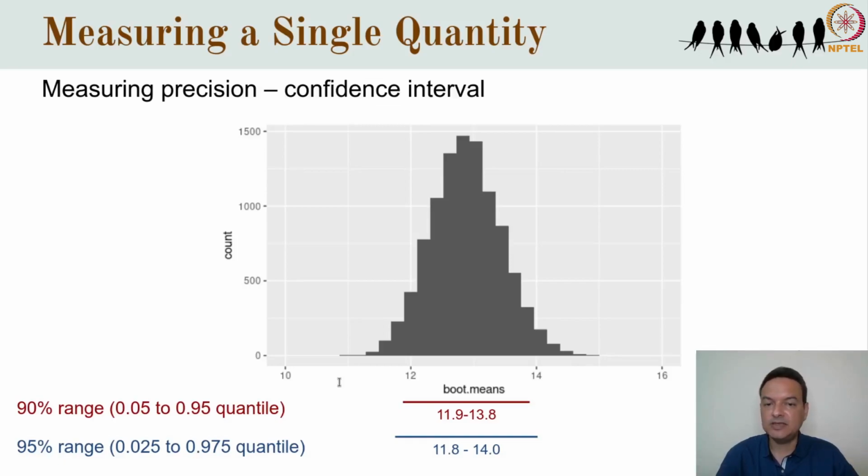Some people advocate using the 50% confidence interval instead. And of course, the nature of frequency distributions and quantiles is such that the 50% confidence interval is narrower than the 90% confidence interval, which in turn is a bit narrower than the 95% confidence interval.